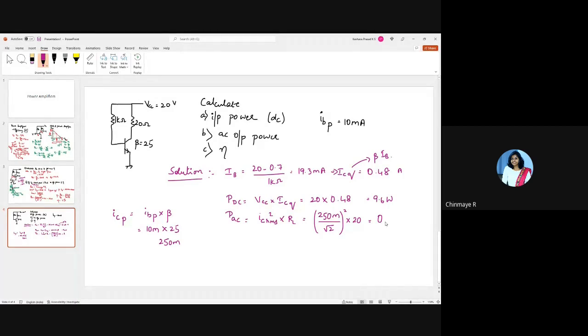5 milli. 5 milli is too less, I think. It should be some 600 milli. How much is it? By 2. 0.625 watt, not milli. Okay. 0.625 watts. Correct. Why am I messing up with milli? This is 0.625 watts.